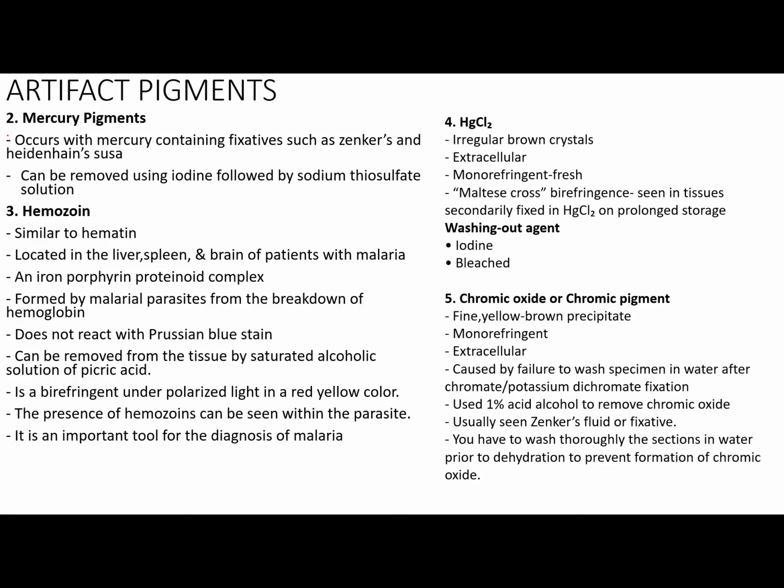Then we have your mercury pigment. They would occur with mercury-containing fixatives such as Zenker's and Heidenhain's Susa. Can be removed using iodine followed by sodium thiosulfate solution.